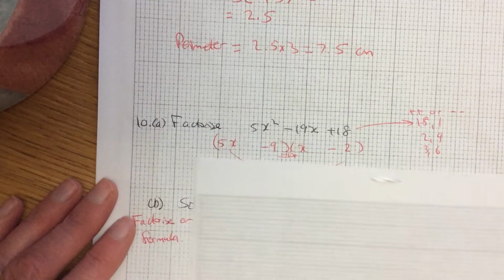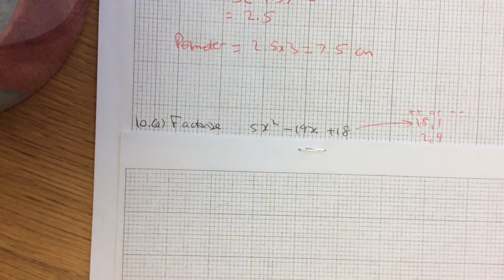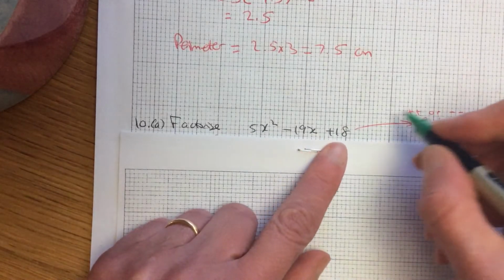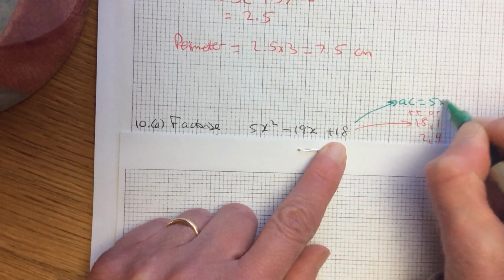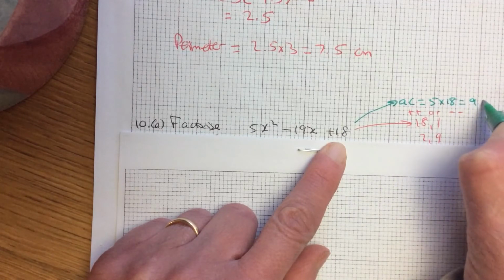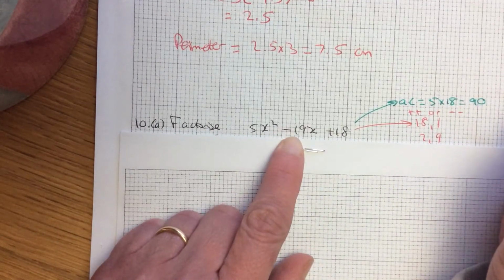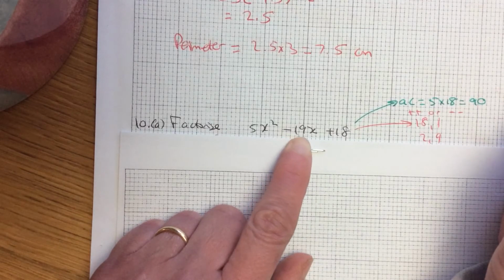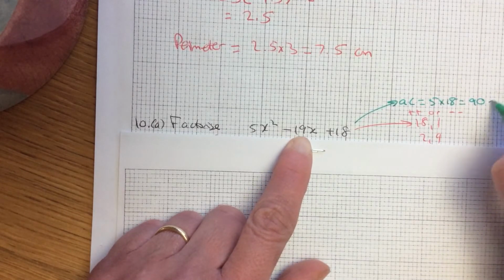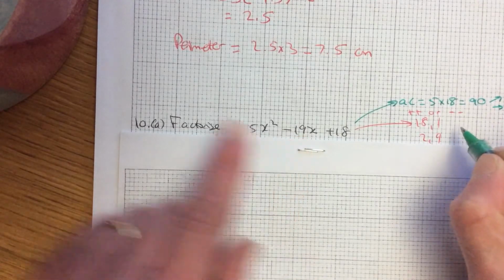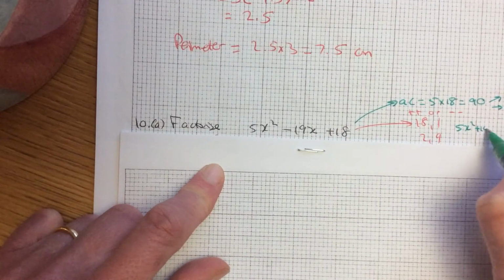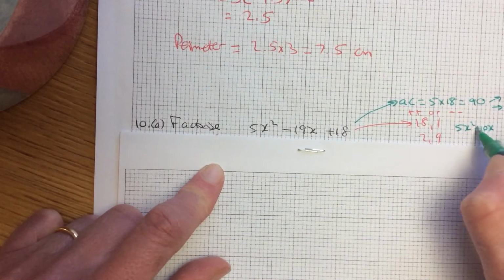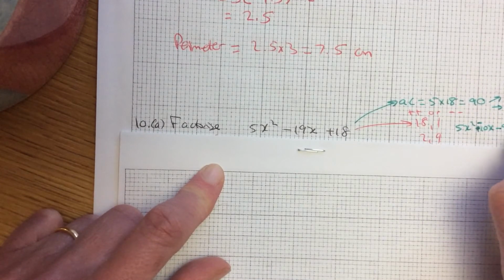Factorising. Now, you guys you may prefer the AC method, so we'll just do it here. AC is 5 times 18, which is 90. And how can I get minus 19 out of 90? Well, it's going to be a 10 and a 9. So you rewrite that as 5x squared plus 10x, minus 10x minus 9x.